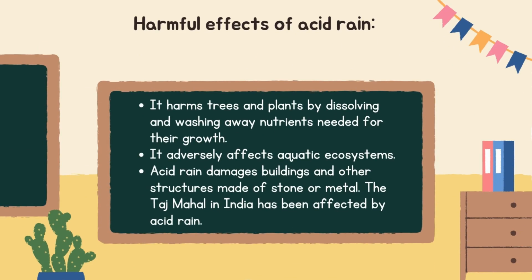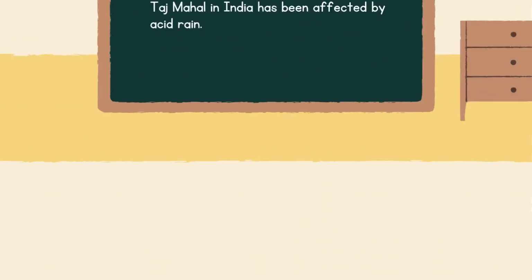Harmful effects of acid rain: it harms trees and plants by dissolving and washing away nutrients needed for their growth. It adversely affects aquatic ecosystems. Acid rain damages buildings and other structures made of stone or metal. The Taj Mahal in India has been affected by acid rain.